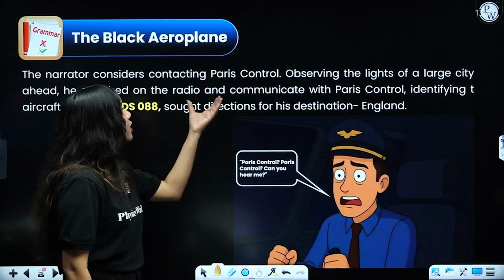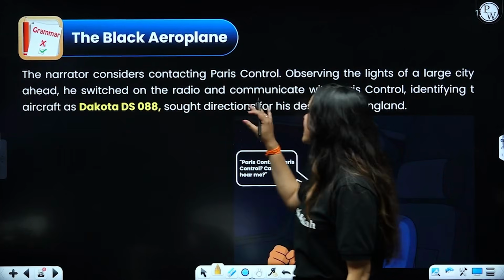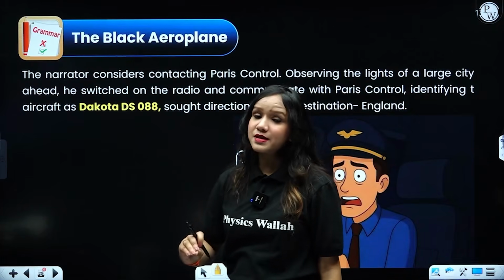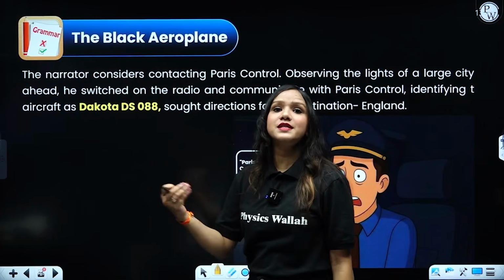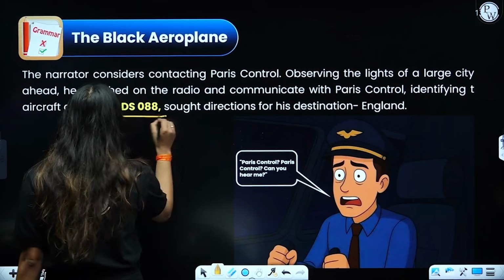The narrator considers contacting Paris control room. Observing the lights of the large city ahead, he switched on the radio and communicated with the control room. He informed them about his own directions and he was seeking directions in order to reach his destination. That was England, as I just told you. His flight number was this, right?